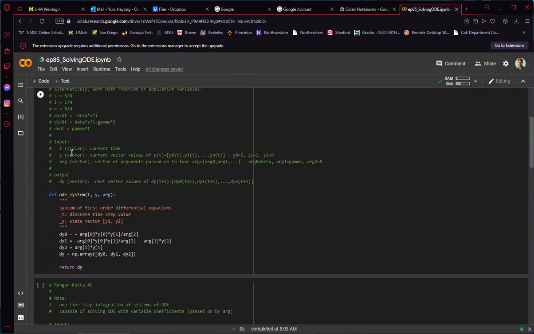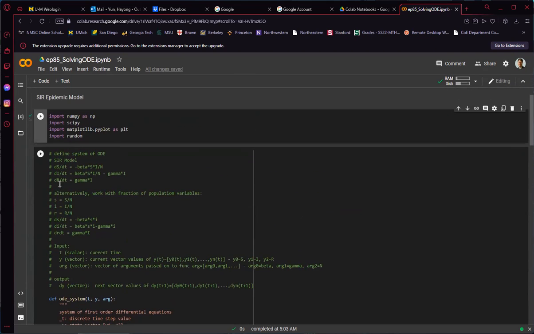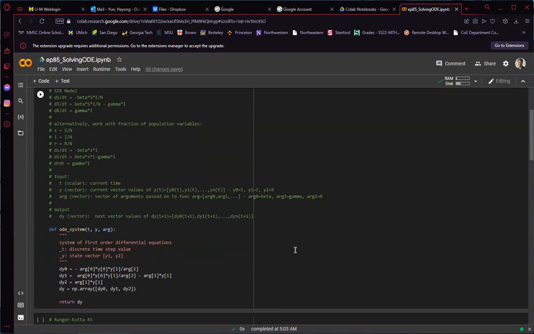Okay, so T is the current time and Y is the vector. The big S, big I, and big R we'll just put in a vector, so Y0 is S, Y1 is I, and Y2 is R. And we need some arguments, the beta and the gamma and the population. So we'll pass this. This shows how to program that.